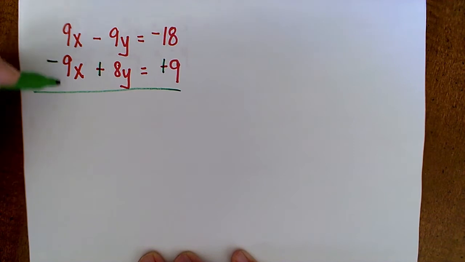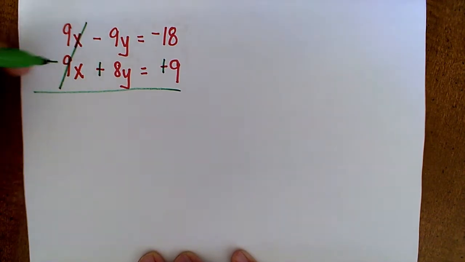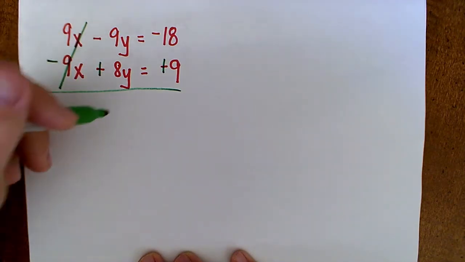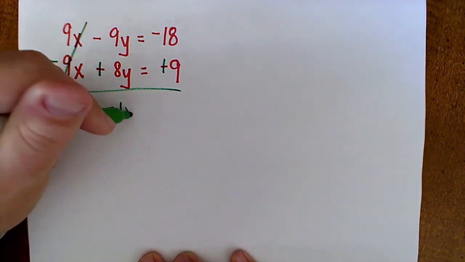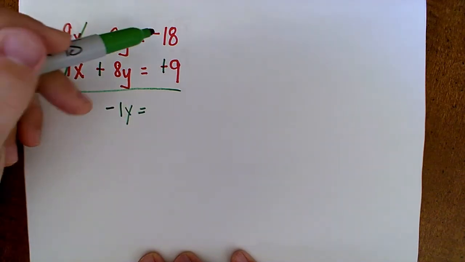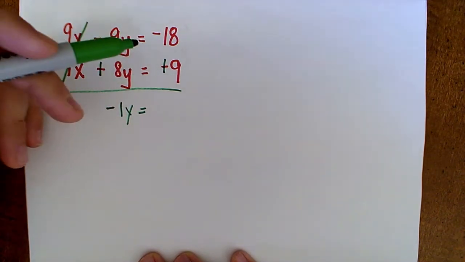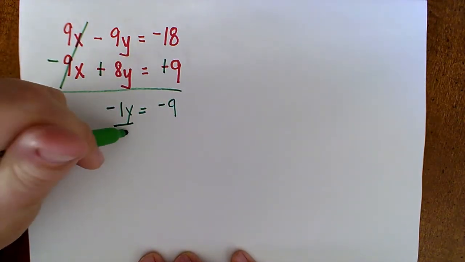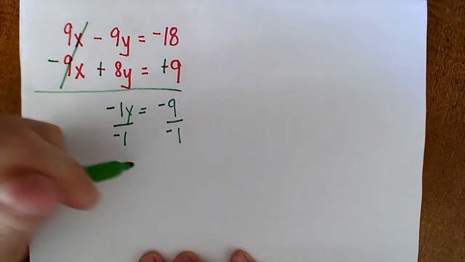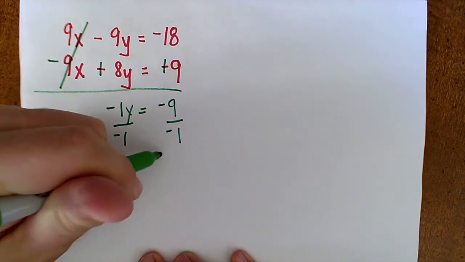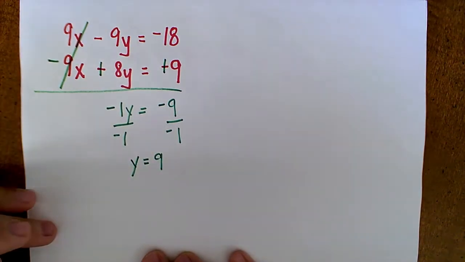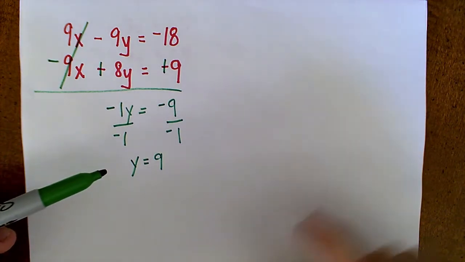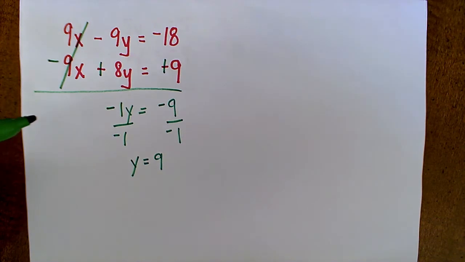Now we have 9x minus 9x, and that cancels out. Negative 9y plus 8y is negative 1y. Negative 18 plus 9 is going to be negative 9. And when we divide by -1, divide by -1, we find out that y equals 9. Okay? Now we want to go ahead and we want to plug this back into one of our equations. I'm going to pick the top one.